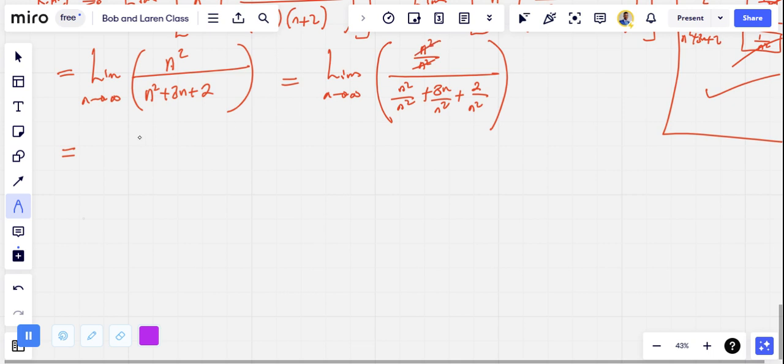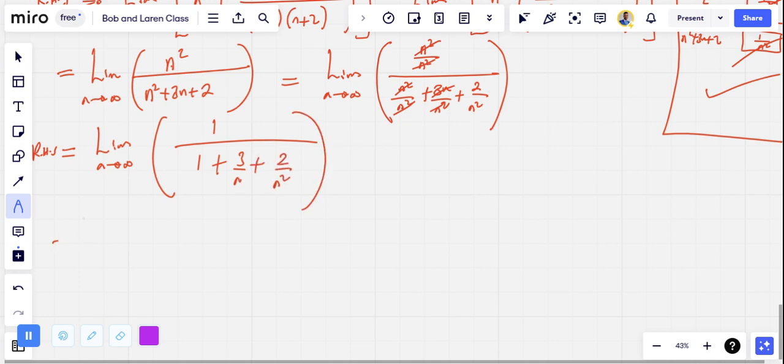So if this cancels this now, my right hand side is still equal to, sorry, where is the limit? I should have put the limit first. I still have the limit as n tends to infinity. If this cancels this, I have 1. If this cancels this, I have 1. If this cancels this, I have 3 over n. And if this cancels this, I have 2 over n squared. So as n tends to infinity, which implies that I'll set n to be equal to, sorry, let me clear that off. Clear this off.